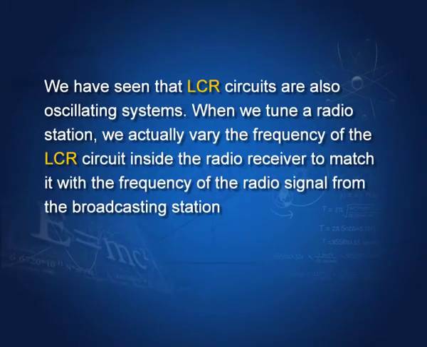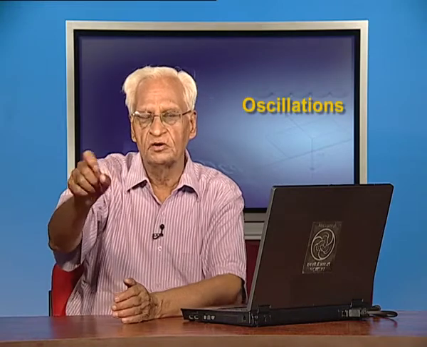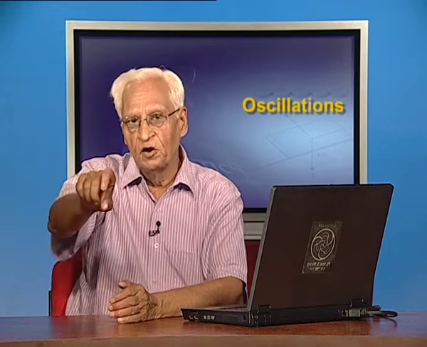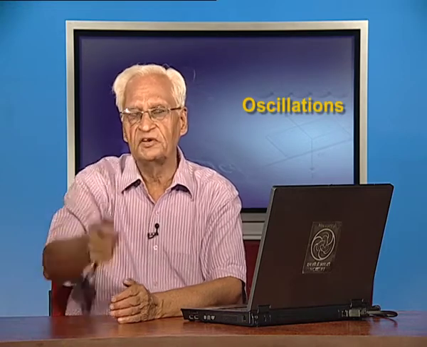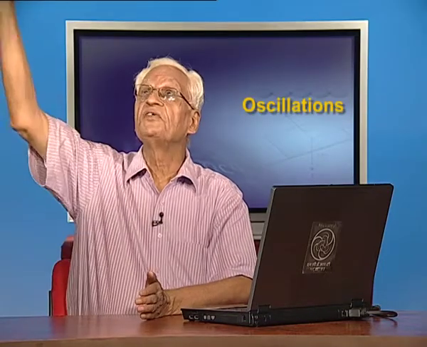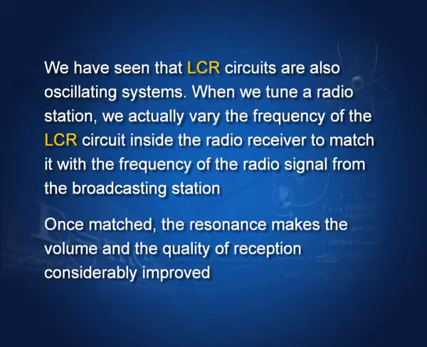So let us see what happens in an LCR circuit, or also in the oscillating systems we have seen earlier. When we tune a radio station, now these days of course we have electronic tuning, you don't do it yourself, you just change the station. But in the older days there was a knob and we used to change the frequency. So when we tune a radio station, we actually vary the frequency of the LCR circuit inside the radio receiver and make it equal to the frequency of the signal that is coming. If the two match, then the resonance makes the volume and quality of reception much better.